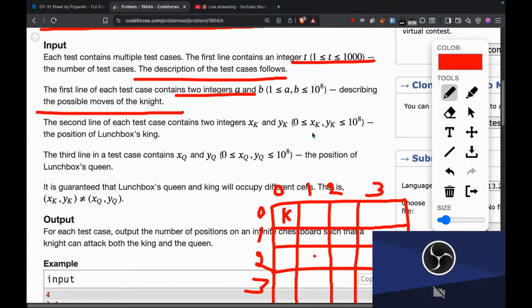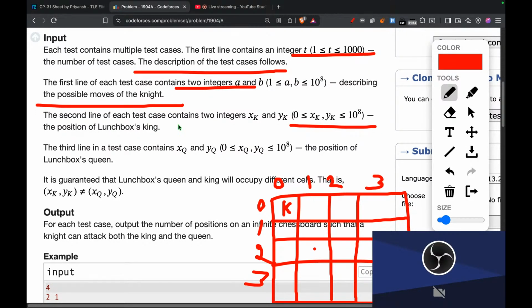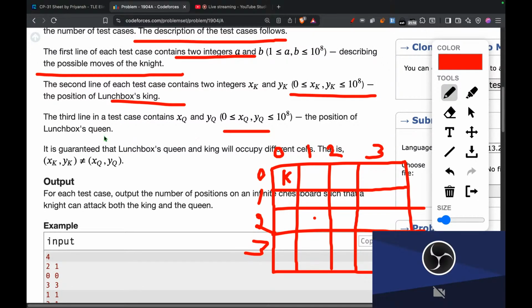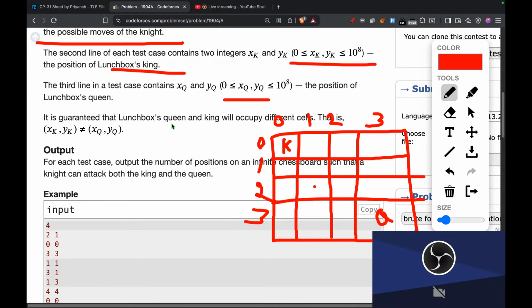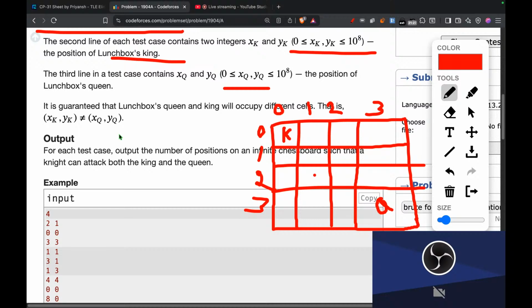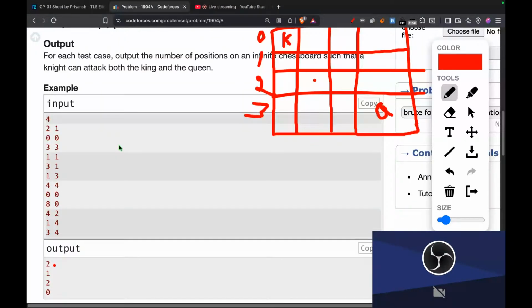The second line of each test contains the coordinates of our king, and the coordinates of our queen. It is guaranteed that Lunchbox's queen and king will occupy different cells. Okay, there is no chance that king and queen are in the same box. Okay, so we have given a and b like this, 2 and 1.